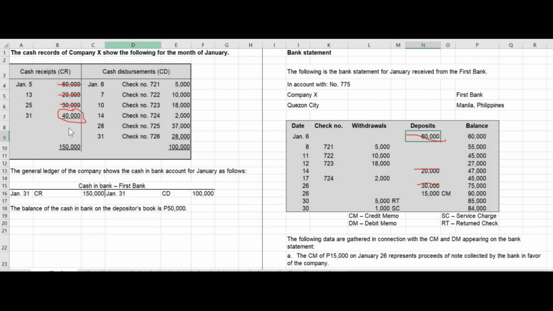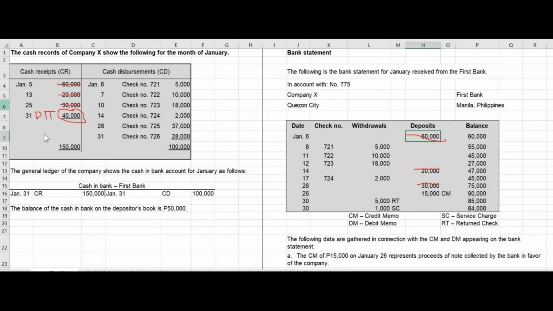So, what type, or what specifically, anong klaseng bank reconciling item? This is a deposit in transit. So, meaning, nasa record na ng company, pero hindi pa siya nag-reflect sa records ng bangko. Sorry. Hindi pa siya naka-reflect as deposit doon sa bangko. So, this is a deposit in transit, which is a bank reconciling item.